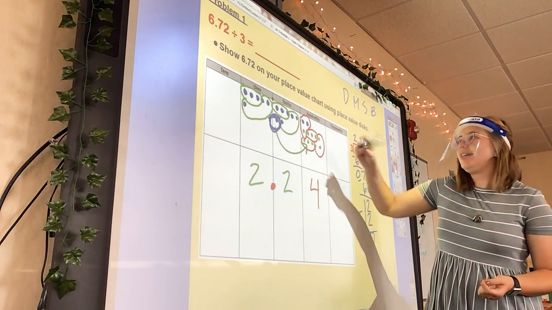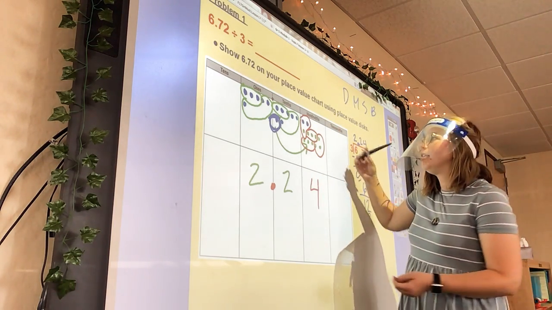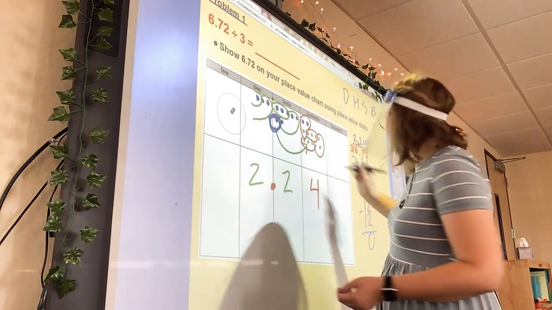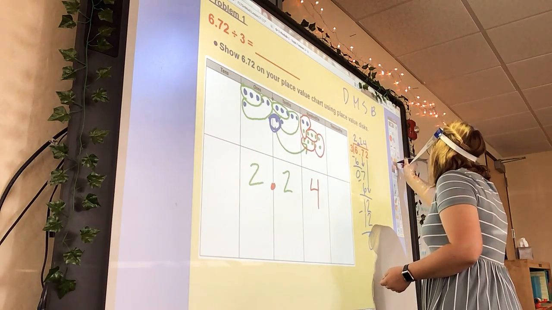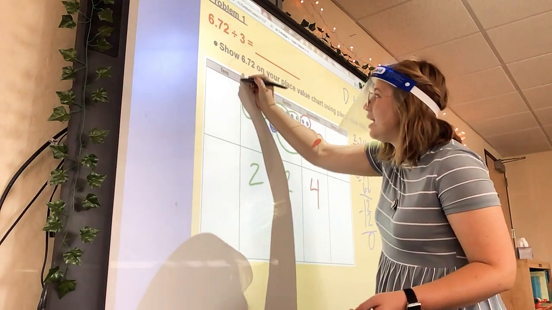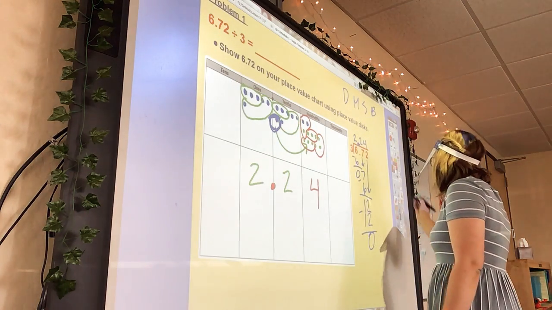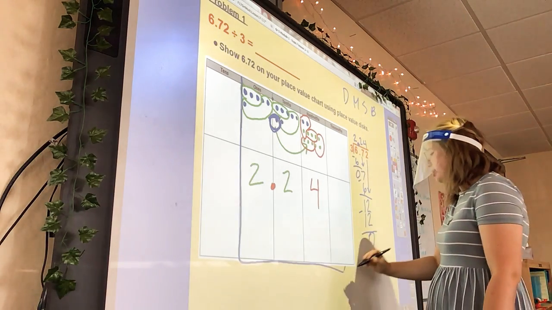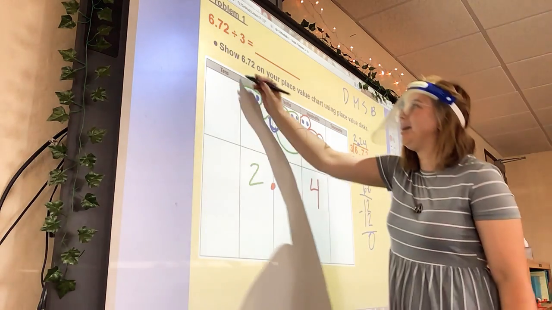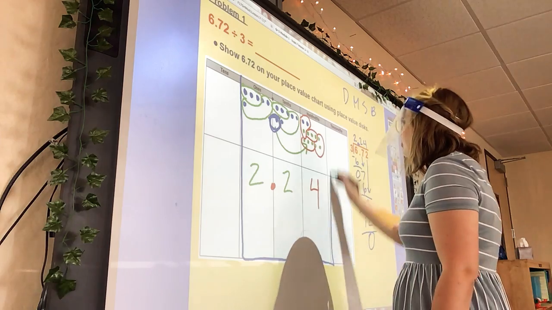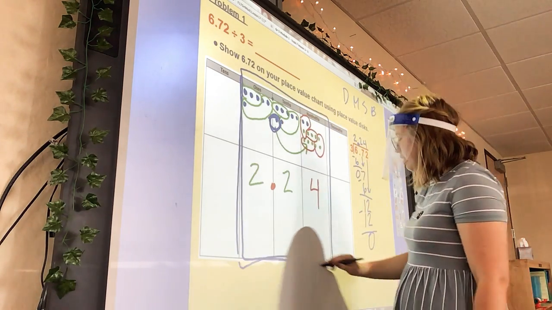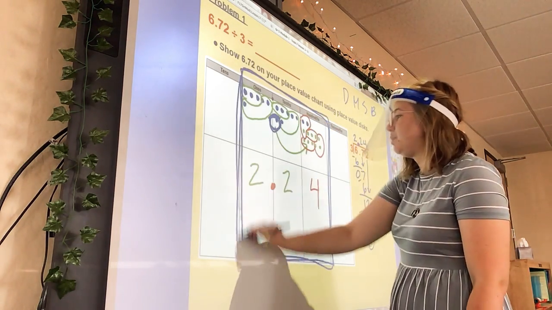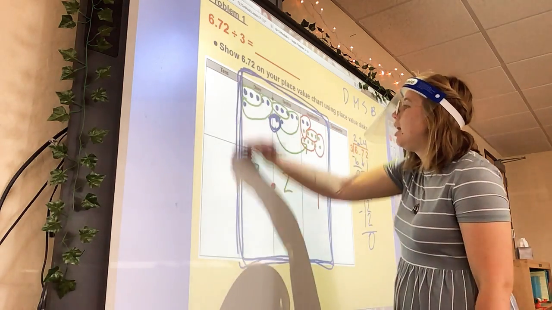So you're going to recreate this place value chart. You only really need to have the ones, tenths, and hundredths. Just this part. Okay. So go ahead and recreate this, please, in your notebook.